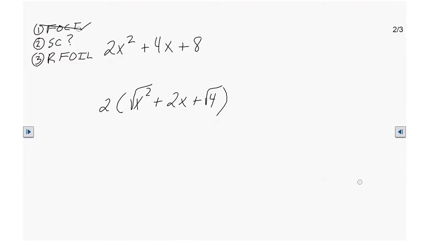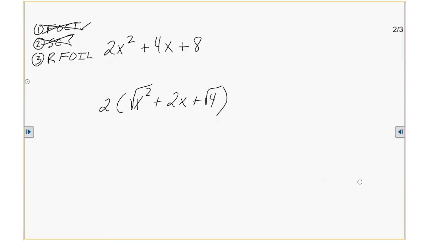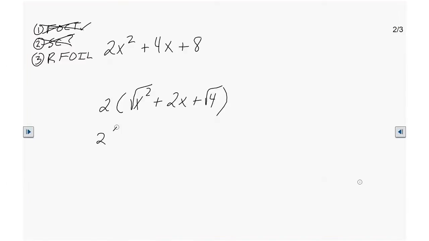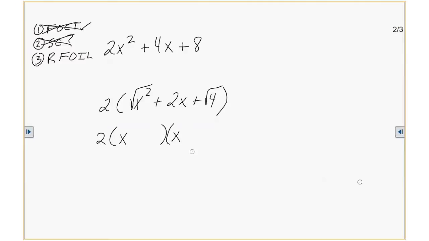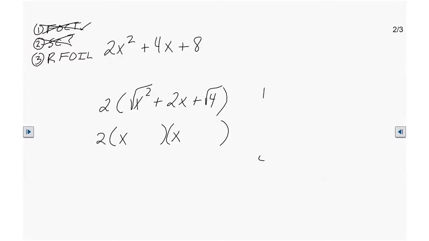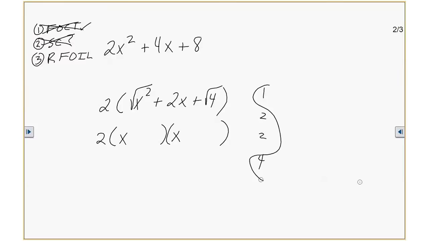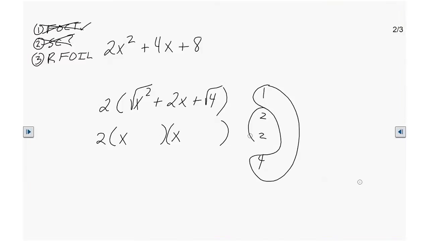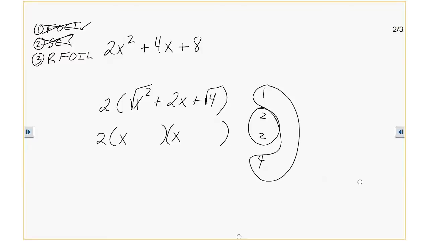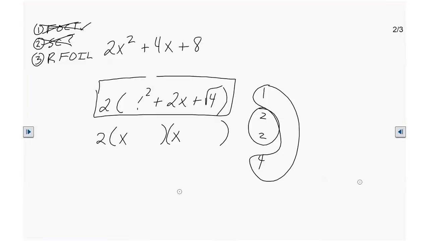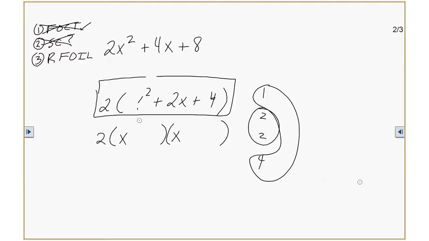We've done factor out a common term. It's not a shortcut, so that leaves us with reverse FOIL. We may not be able to factor. 2 times x times x, 1 and 4, 2 and 2. Will 1 and 4 ever give us a 2? No, it will give us a 5 or a 3. Will 2 and 2 ever give us a 2? No, it gives us a 0 or a 4. So that's your final answer. So that's a case of factoring out a common term, and then that's it. You can't do anything else.